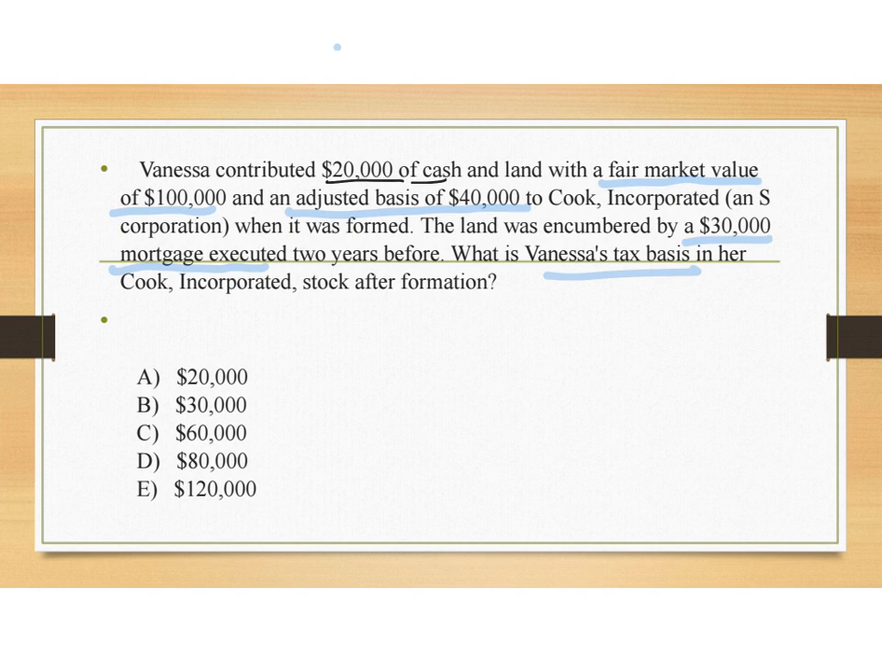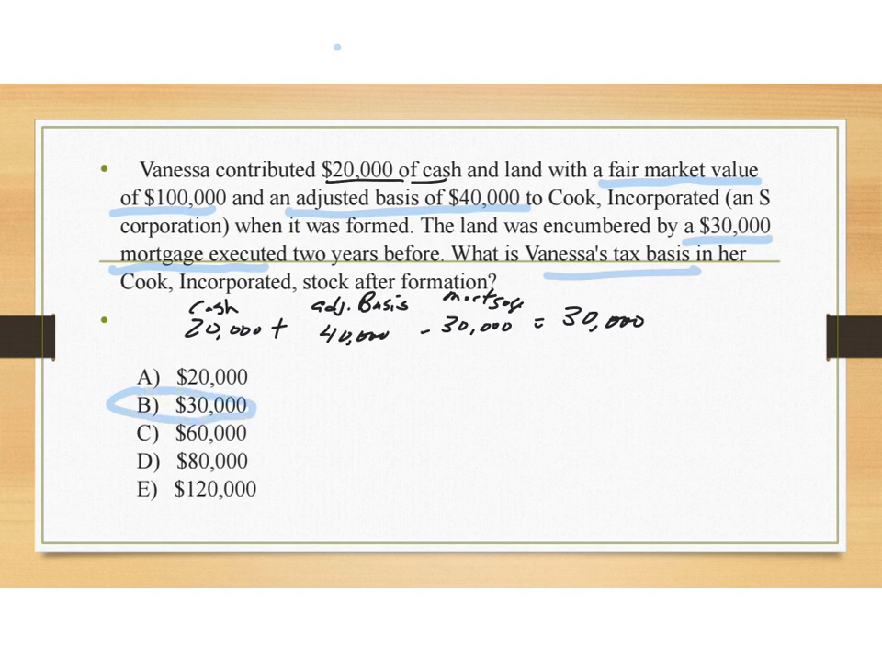So what do we have to do? Well, we're going to have to add up the value of what she contributed, and she contributed $20,000 cash. Remember, we're talking adjusted basis. The adjusted basis of the land was $40,000, and then because they relieved her of the mortgage, that reduces her basis. So that leaves a basis of $30,000. And so the answer is B.